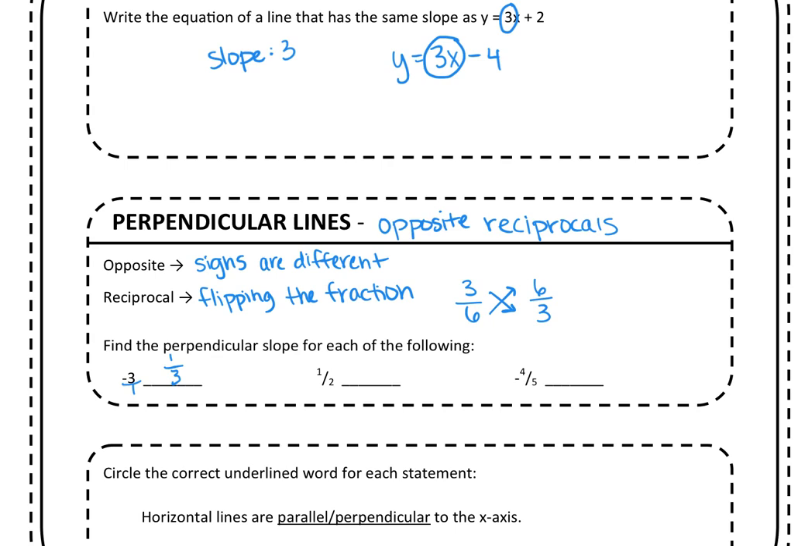All right, next one, 1/2. Right now this is positive, so we know our next one has to be negative. They've got to be different. And then we're flipping it, so it's going to be 2 over 1. And we always want to simplify. Anything divided by 1, you can just take that 1 off of the bottom. So this could be negative 2. All right, last one, negative 4 over 5. This is negative, so our second slope is going to be positive. And we're going to need to flip them, so it's going to become 5 over 4.